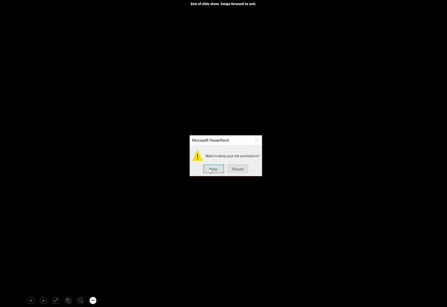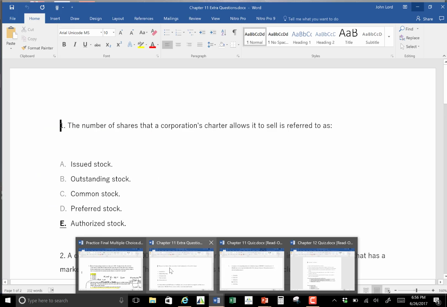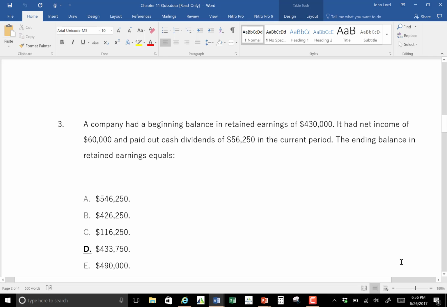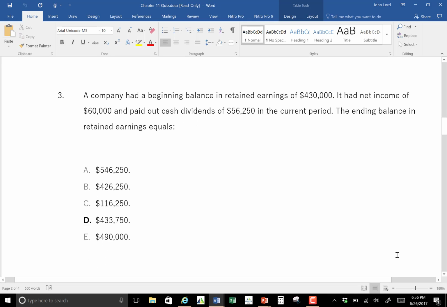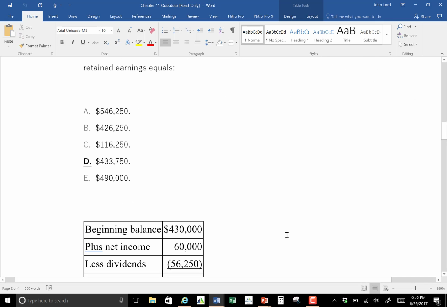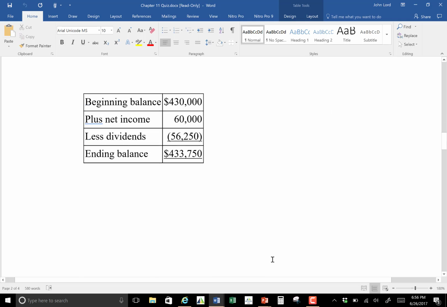Okay. All right, good. So let's go ahead and discard that, and let's take a look at the Chapter 11 quiz. And guys, this is back to Chapter 1, 2, whatever. They're asking us the ending balance in retained earnings. And retained earnings is the beginning balance plus our net income minus any dividends, right? Okay. All right, good.